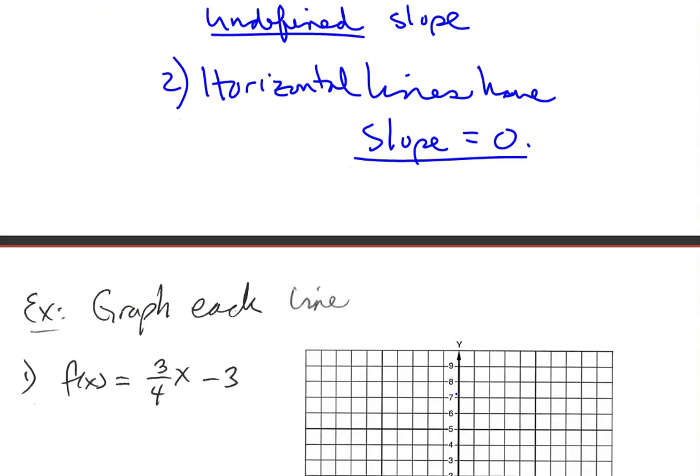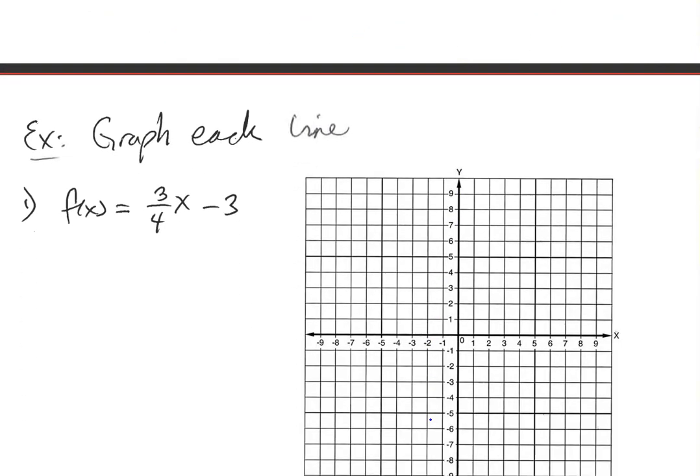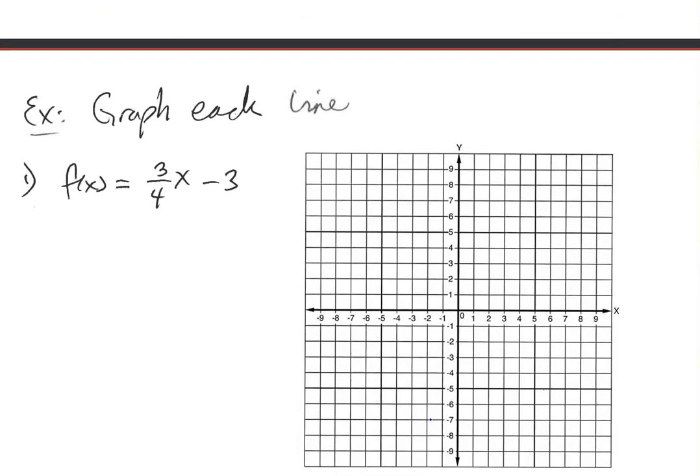Now let's go ahead and try to review graphing a line, and we specifically want to use a certain way of doing it here. So this next example wants us to graph the following line. It's given as f of x equals 3/4 x minus 3. Now, you'll notice that this line is in what we call slope-intercept form.